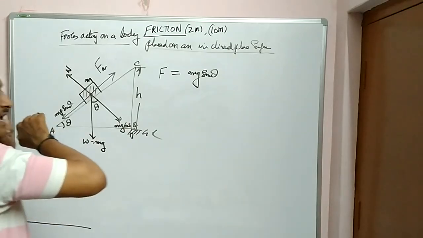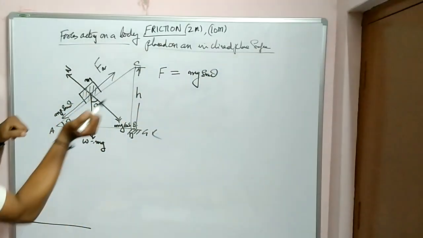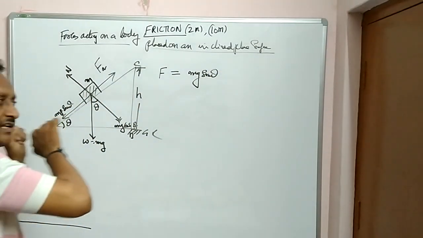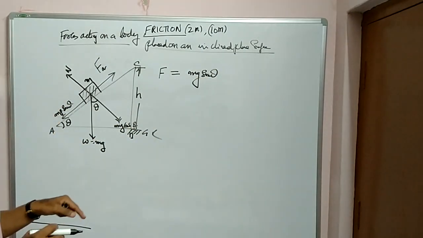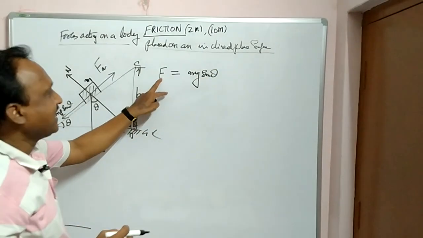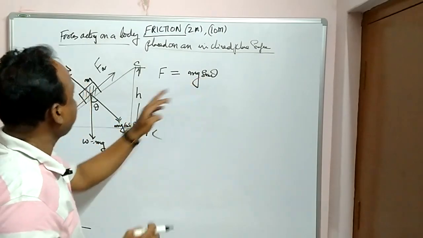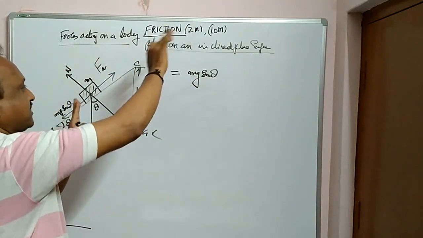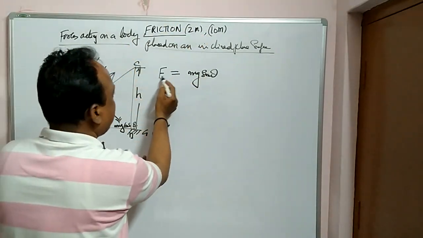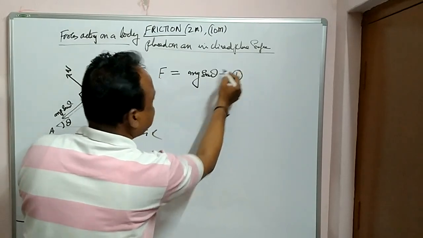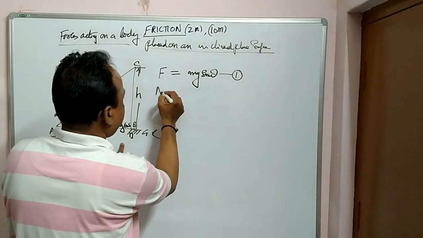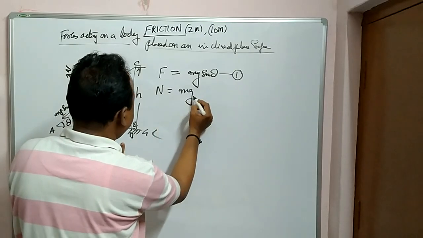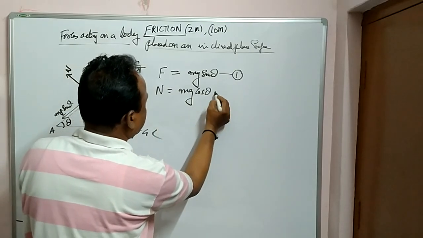If you are applying force in this direction, friction will also be there in the opposite direction. Since the body is at rest, F is equal to mg sin theta. Whatever the friction force, on that side or this side, both are equal. Force is equal to mg sin theta. Equation 1. In the same way, what is the normal force? Normal force is equal to mg cos theta.